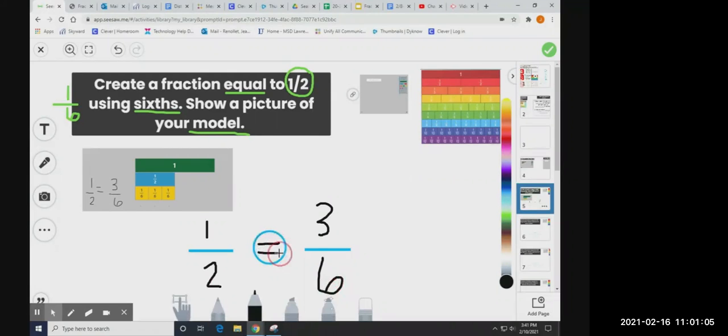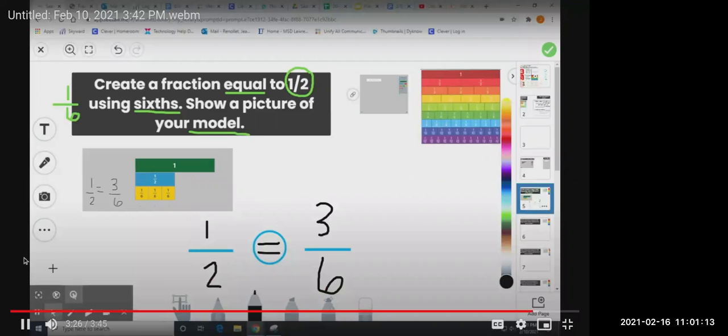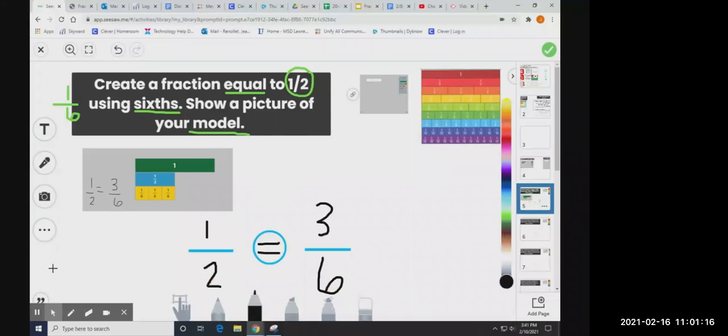I learned that they are equivalent fractions because they take up the same amount of space, but they're using different numbers. This is your job today. You are going to read the task, create a model, upload your picture of your model, and record your comparison using your equal symbol.